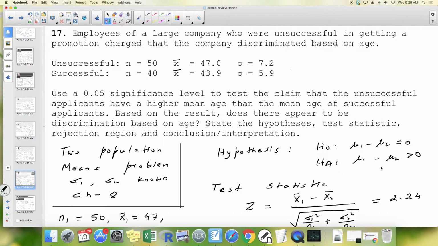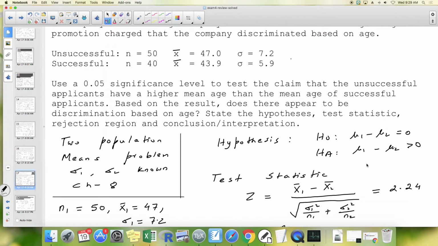If the allegations are true, then the mean age of unsuccessful people, mu1, should be bigger than mu2. So mu1 minus mu2 should be positive. And H naught is mu1 minus mu2 is 0. That means there is no difference.